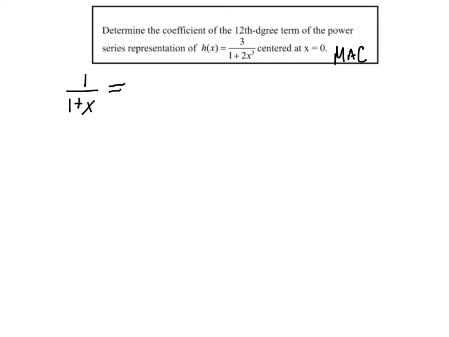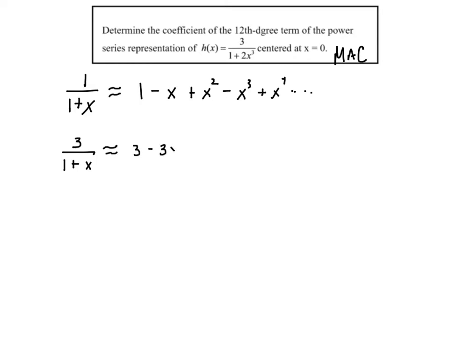Remember that this, I'm going to put an approximate symbol here because I'm not going to write the whole thing out. This is the alternating series, 1 minus x plus x squared minus x cubed plus x to the 4th, and so on. If I need more, I'll build more. So if I multiplied it by 3, that's just multiplying every term by 3. So 3 minus 3x plus 3x squared minus 3x cubed. Because if I multiplied the function by 3, I can multiply the polynomial by 3.